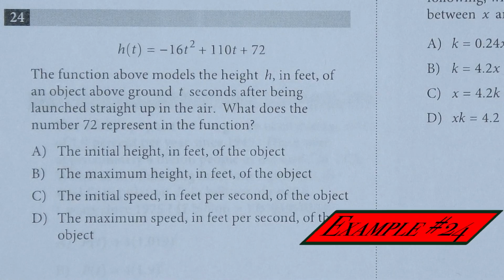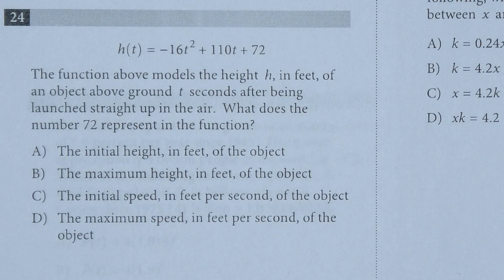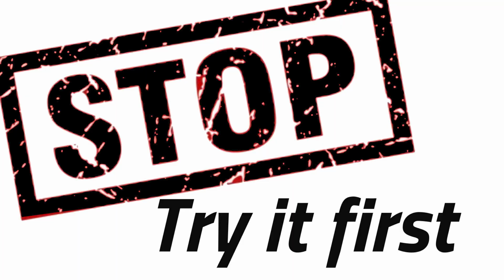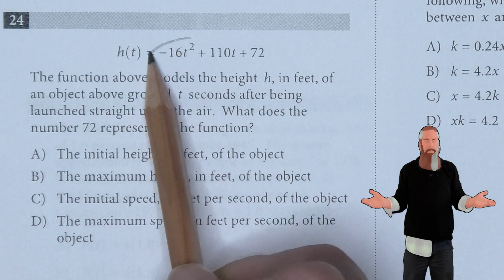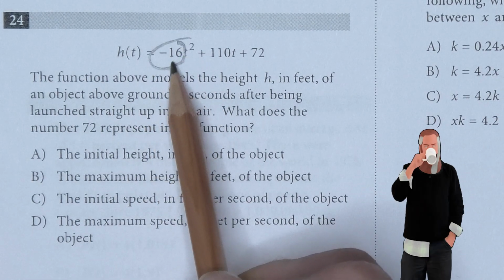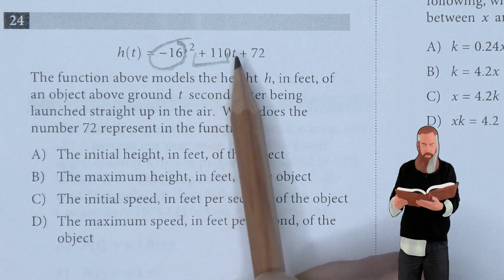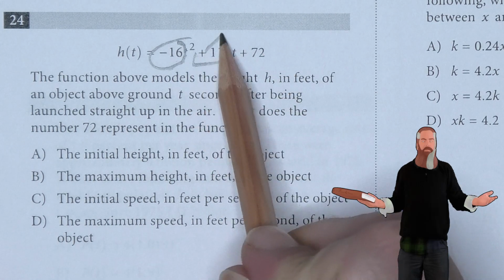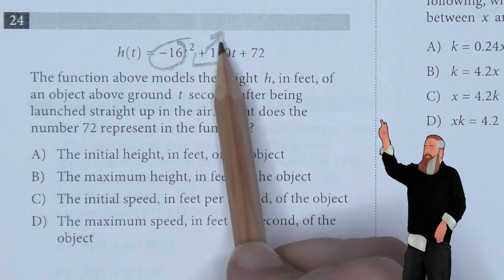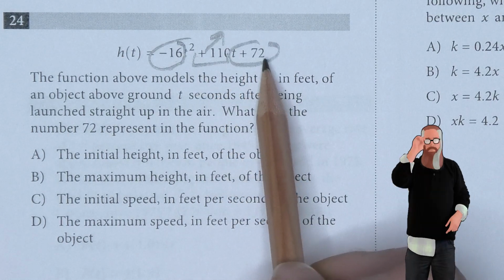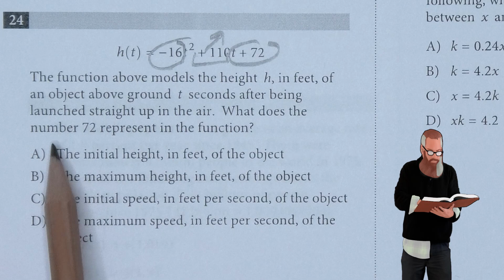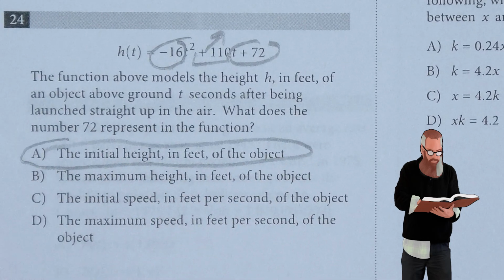The function above models a height h in feet of an object above ground, t seconds after being launched straight up in the air. What does the number 72 represent in the function? So the key here is understanding that right here, this negative 16, we're talking about gravity. And this plus 110, this is how much it has been launched into the air with as its force. So this 72, this is the height that everything started at, so A is the answer.